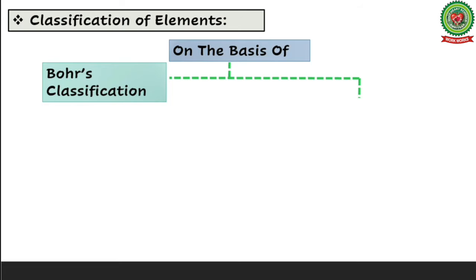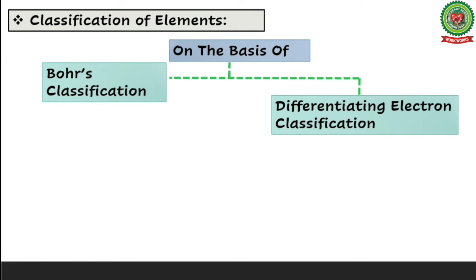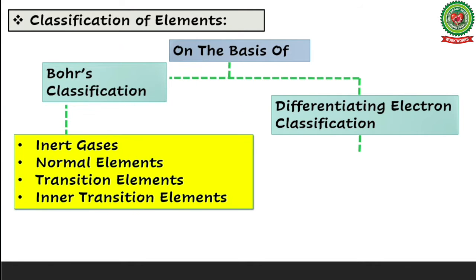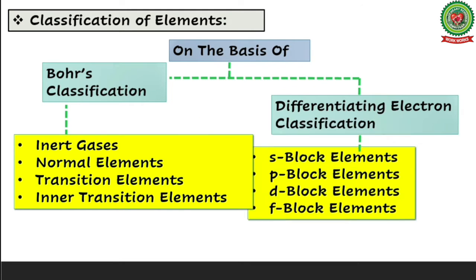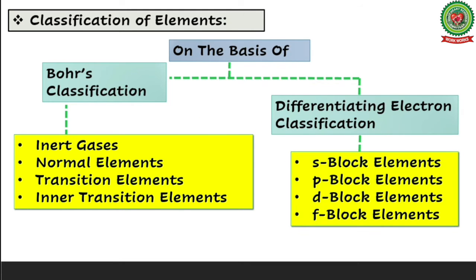So students, classification of the elements can be done on the basis of Bohr's classification or differentiating electron classification. When we talk about Bohr's classification, the classification is done on the basis of inert gases, normal elements, transition elements and inner transition elements. And when we talk about differentiating electron classification, the classification is as S block elements, P block elements, D block elements and F block elements.